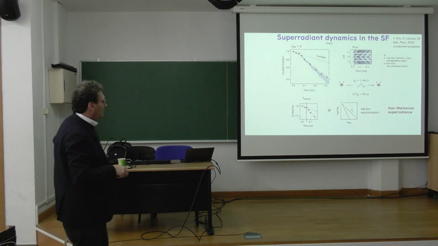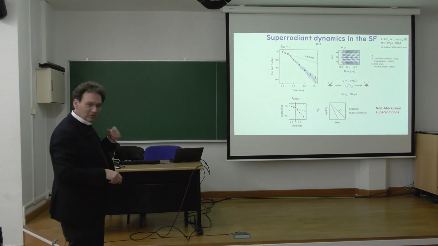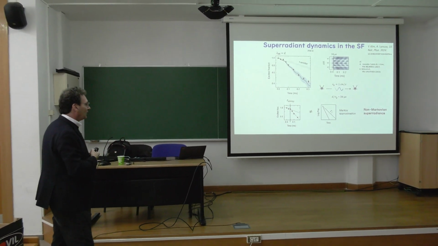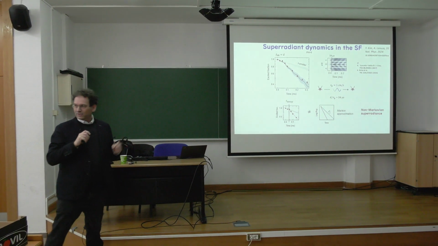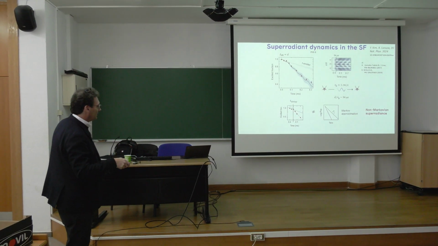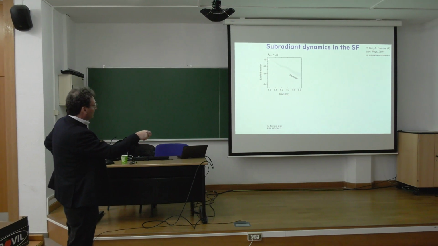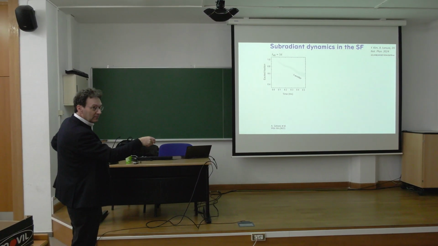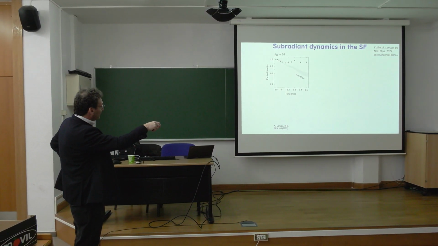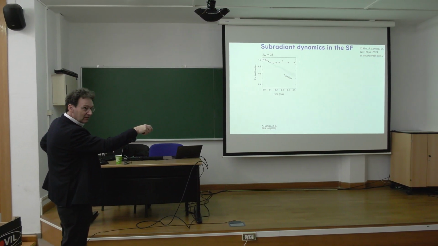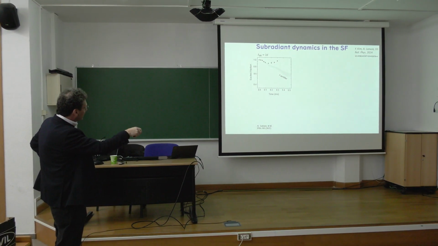Okay, so there's a non-Markovian superradiance, which is something that people have been looking for a long time, at least in theory, and so we were able to observe it here. You can also look at subradiance. So this would be a single emitter behavior. What you see now is that you don't decay anymore, but you see these oscillations. Yeah? And so these oscillations, why are they there?